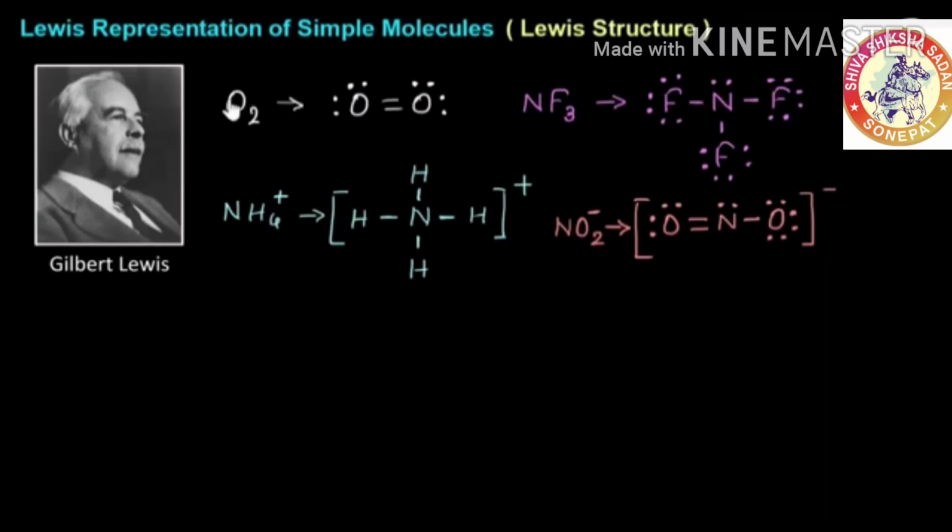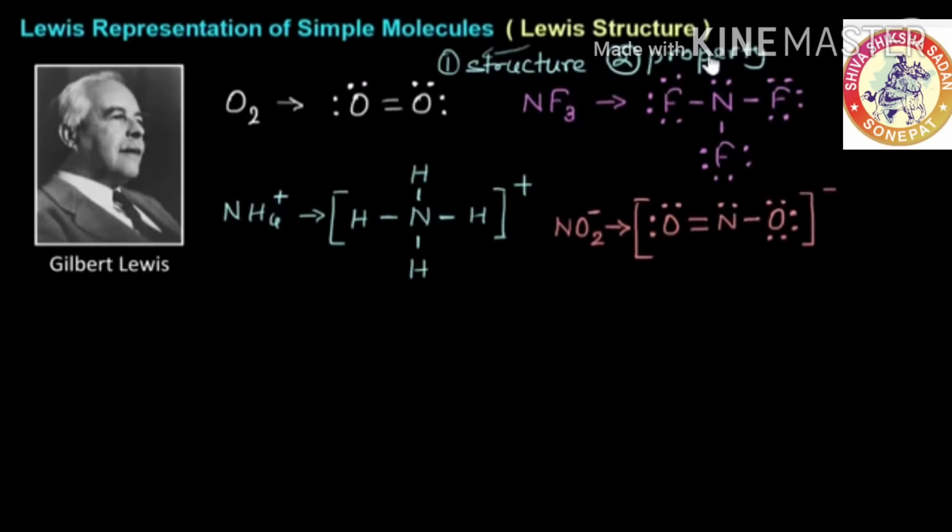For this, we need valence electrons. For example, the Lewis dot structures of different molecules such as oxygen, NF3, ammonium and nitrite ions. These are some examples of these molecules. There are some rules for these Lewis structures.